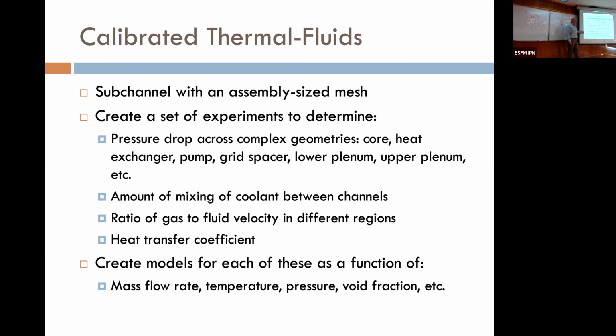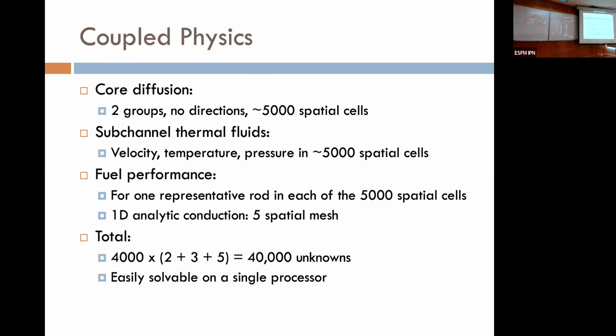And that's going to give us, you know, here is my model for all of these things as a function of mass flow rate and temperatures and pressures and these other things. So I've created a now relatively solvable problem for each one of the physics. In my core diffusion, I have two groups. I have no directions. I have 200 assemblies and 25 spatial mesh. So I have 5,000 spatial cells.